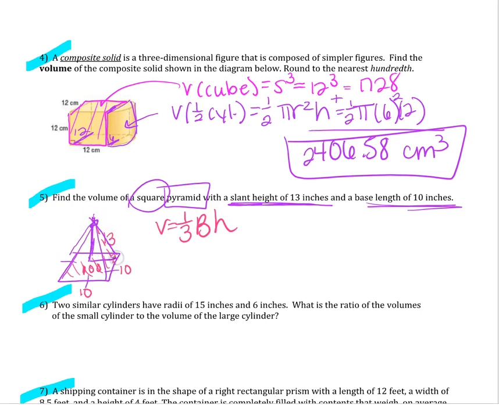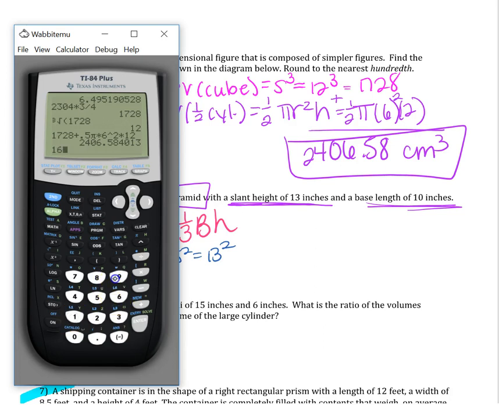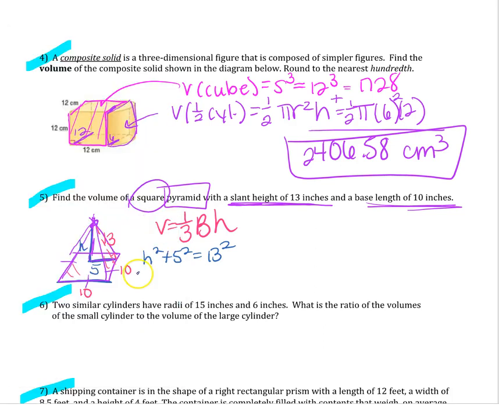You cannot use the slant height here. So, erase this for a second. Whoopsies, erased too much. Okay, in order to find the height, I'll call that h, this distance right here would be 1/2 of 10, which is 5. Okay, there's your Pythagorean theorem. So, h squared plus 5 squared is equal to 13 squared. So that's 169 minus 25, which is 144. So my height is 12.